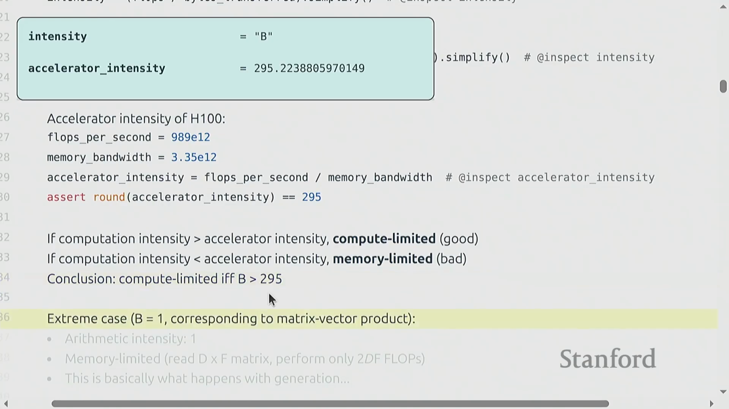So in an extreme case, generally that means if you use batches of size, let's say, 300, then you'll be able to saturate the GPU. But what happens if your batch is really small? In particular, B equals 1, which essentially corresponds to a matrix-vector product, then the arithmetic intensity is basically 1. And that is really, really bad.